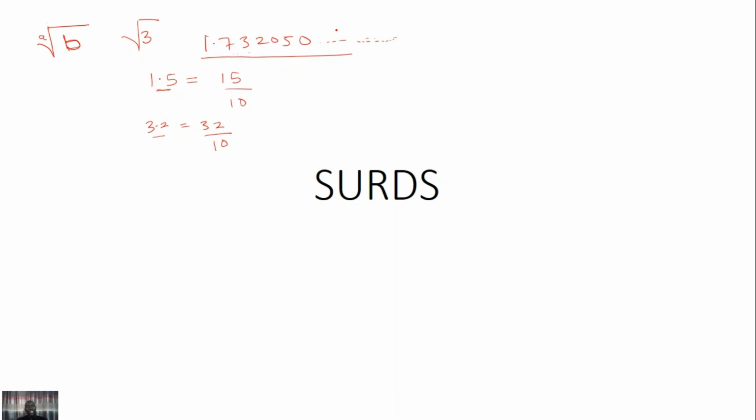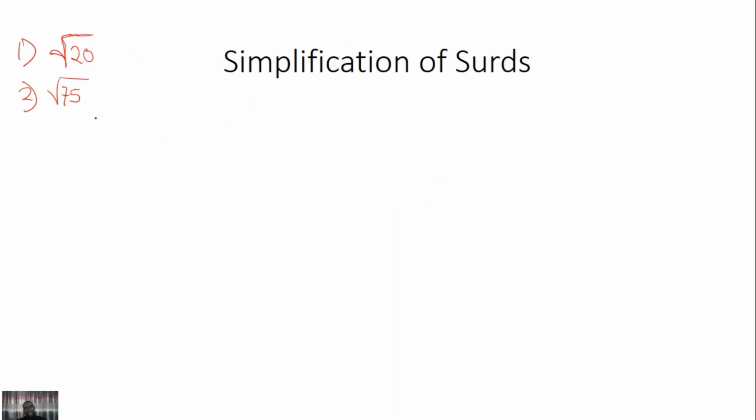So, when an irrational number like this is expressed as a root of another number, that expression is a surd. Root 20 and root 75 are surds, and when dealing with surds in mathematics, it's very important to simplify them because it makes your calculation easier. Let's go through these exercises.